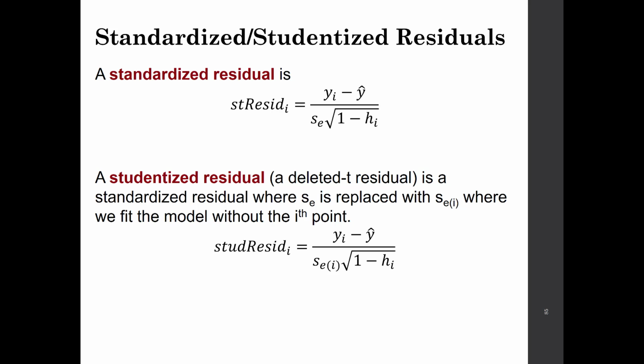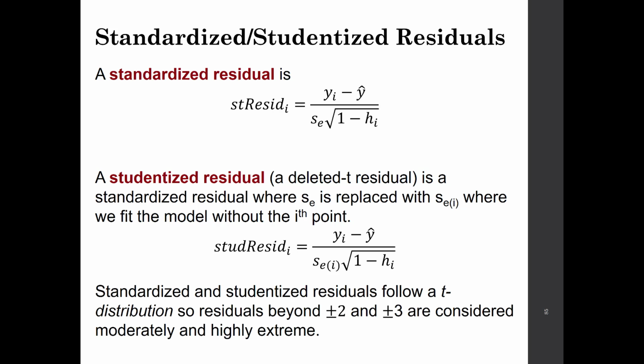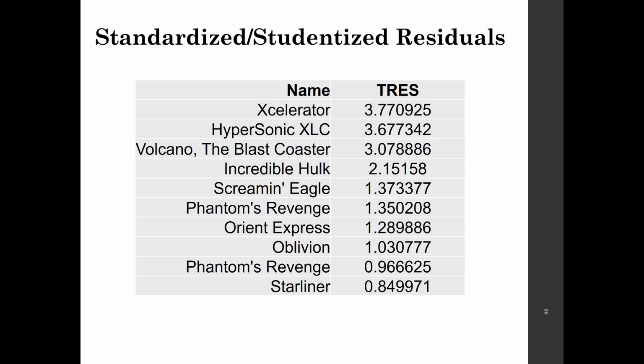So the idea is, if this might be an extreme value in the residuals, we should see if it's extreme based upon the residuals from the rest of the model. And again, standardized and studentized residuals follow a t-distribution, so residuals beyond plus or minus 2 standard deviations and plus or minus 3 standard deviations are considered moderately and highly extreme.